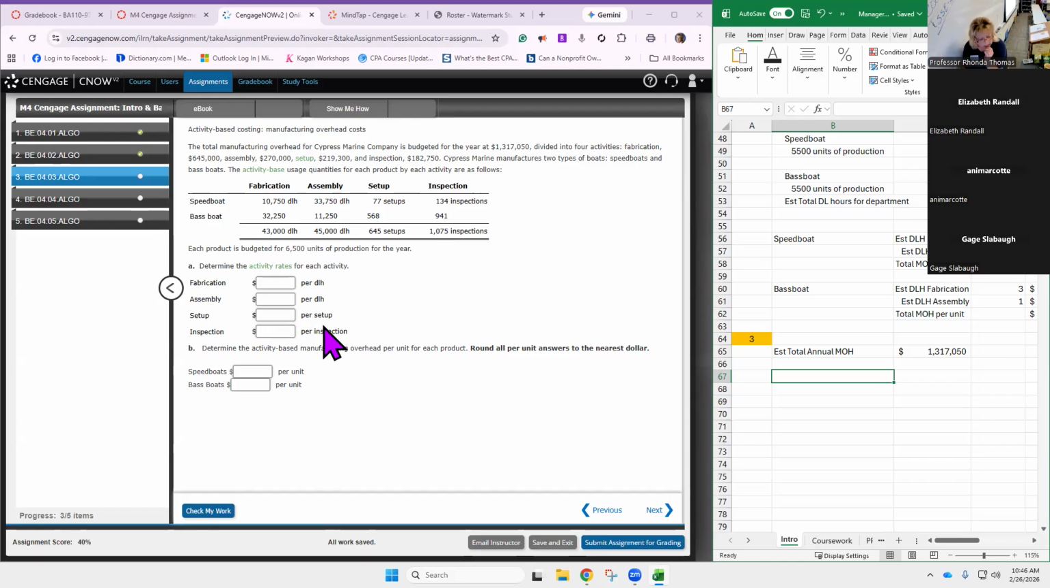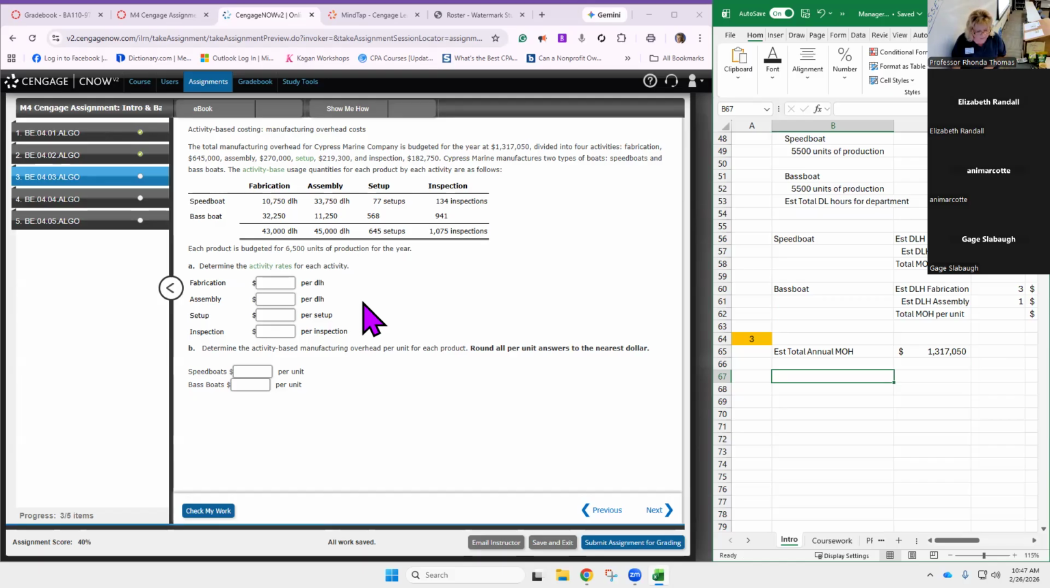Okay, so each product is budgeted for 6,500 units of production for the year. So they're going to make 6,500 speedboats and 6,500 bass boats. Determine the activity rates for each activity. Okay, so there's certain rates for each activity. Let me take a look here at what we want. Okay, so activity rates, the budgeted activity costs. Like I said, I just kind of want to line it up.